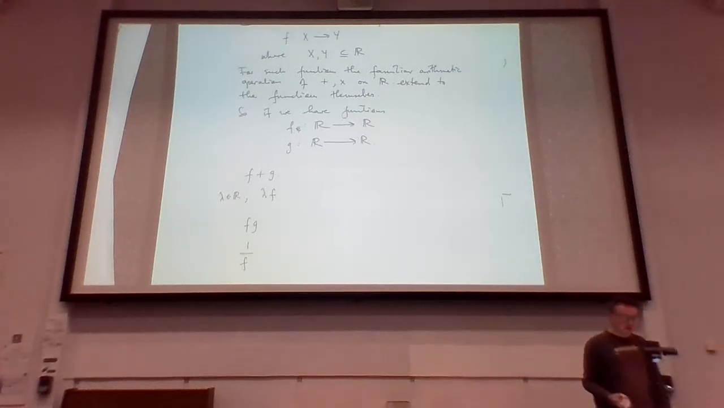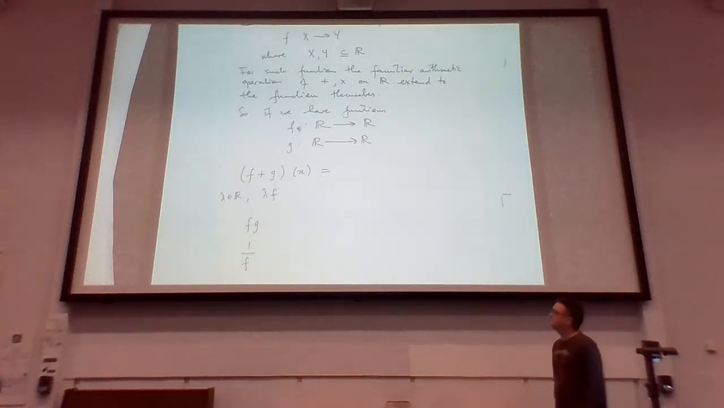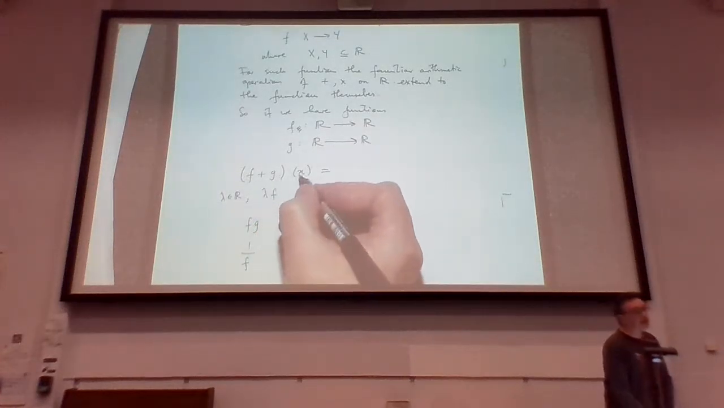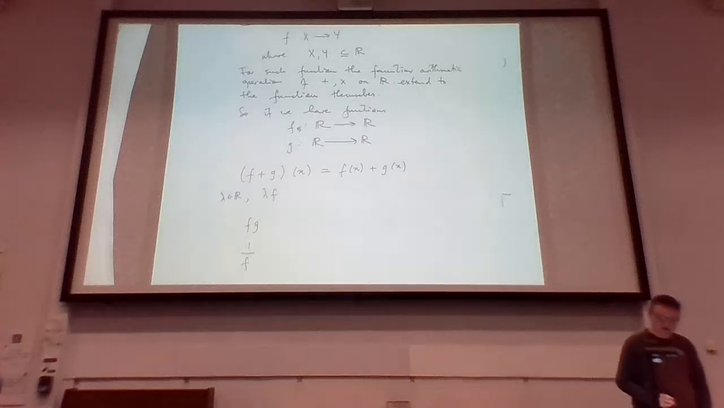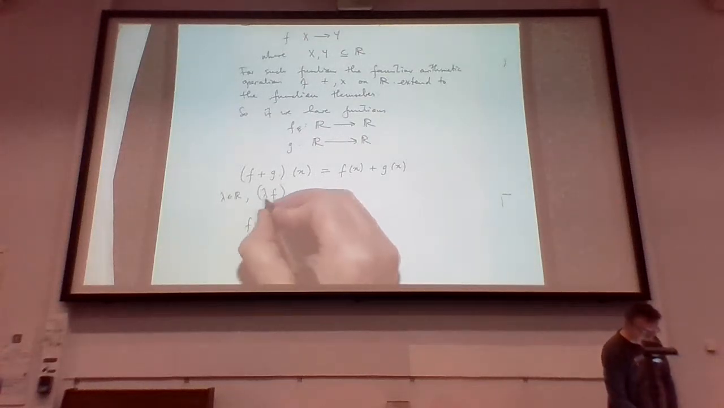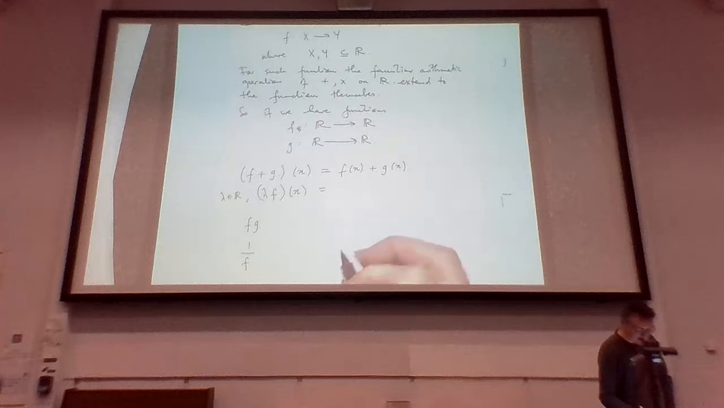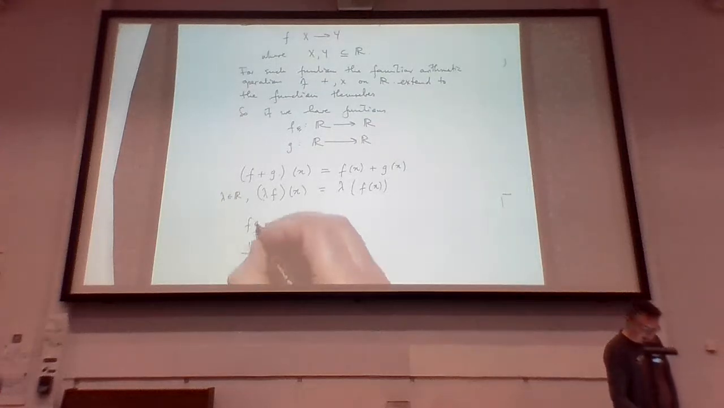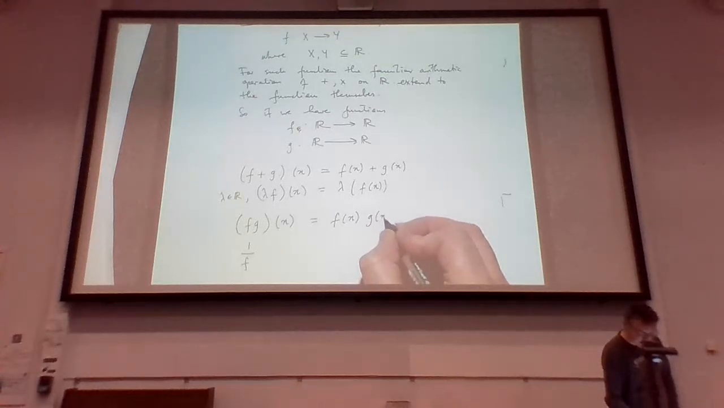Now, to define a function, you have to say what values it takes. You specify the domain and the codomain of the function, but really you specify what the values of the function are. And the value of the function f plus g, when you evaluate it at an argument x, is simply the value of f at x plus the value of g at x. Similarly, if you scalar multiply the function f by a real number lambda, the value it takes at an argument x is simply lambda multiplied by f of x. And the value that the product function takes at x, the obvious definition, is f of x multiplied by g of x.